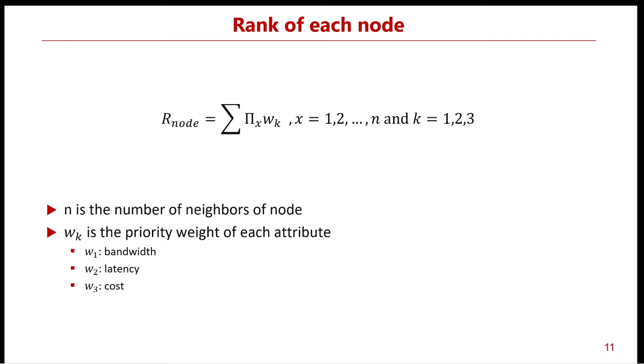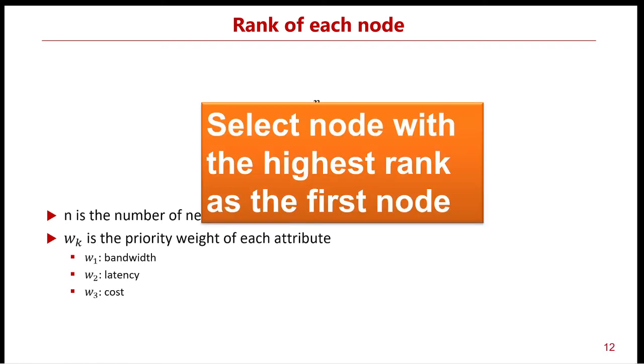Since we consider three different parameters, bandwidth, latency, and cost, we use a coefficient for each one. In this equation, n is the number of neighbor nodes of a node, and Wk is the priority weight of each attribute. We use W1 for bandwidth, W2 for latency, and W3 for cost. The sum of these values should be 1. After finding the rank of each node, we select the node with the highest rank as the location of the first node.